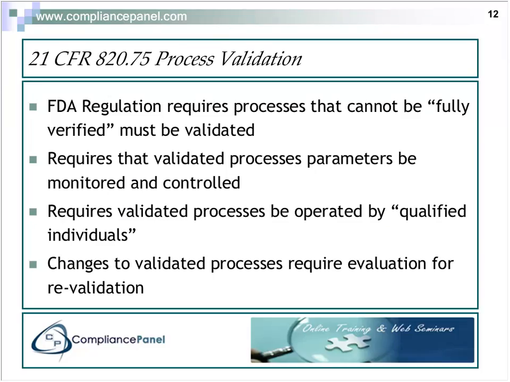The process validation regulation also requires that our validated process parameters be monitored and controlled. So once we complete process validation, we must continue to monitor all of those production process parameters, and we must make sure that they remain in control because, of course, our objective here with process validation is to demonstrate we can consistently produce the product that meets our requirements, and the only way we can do that is by keeping our process under control, and we do that by monitoring the process.